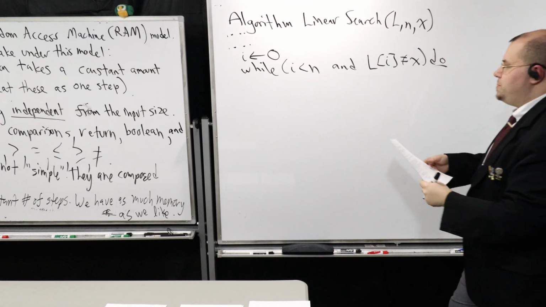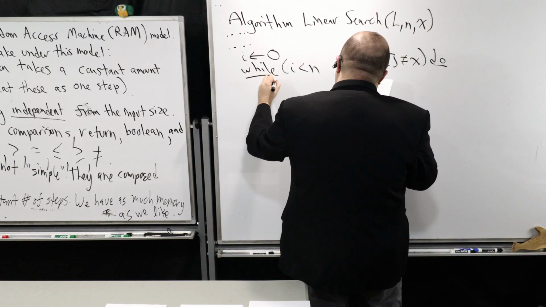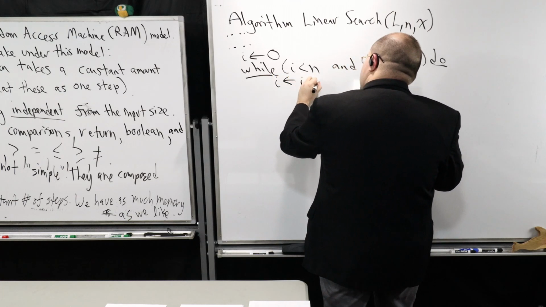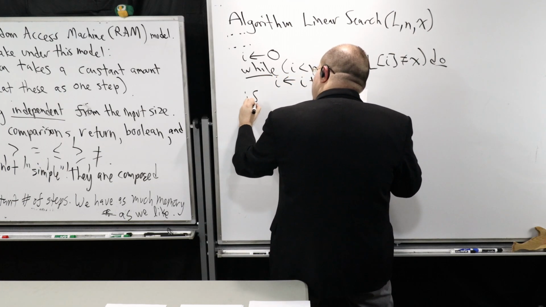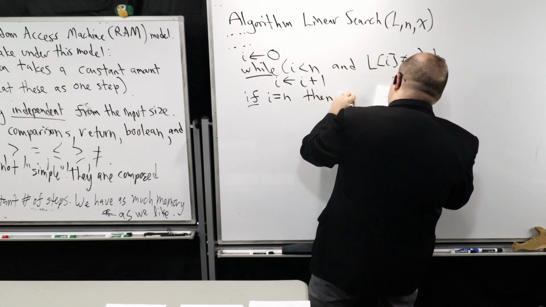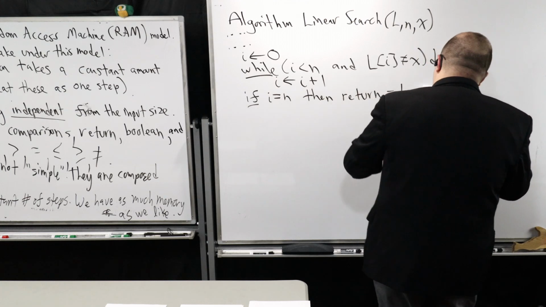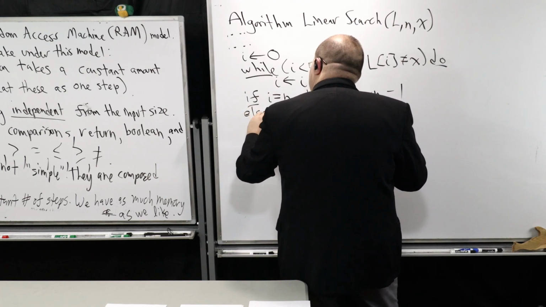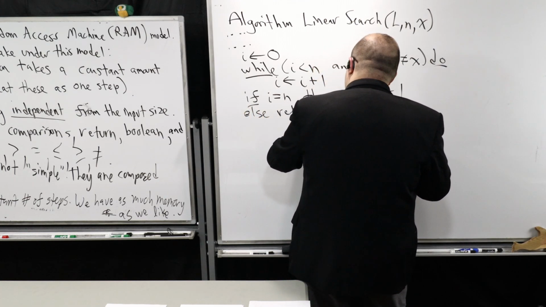So we have our while loop. And then I say, okay, I is assigned I plus 1. And then I have my if statement. I check if I is equal to n. Then I return -1. Otherwise, I'm going to return I.